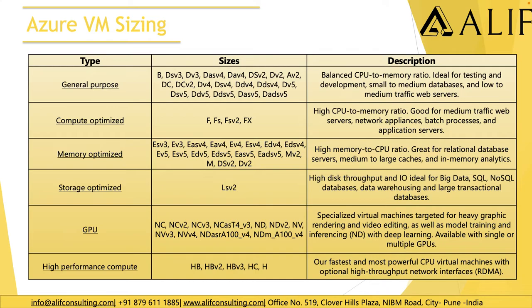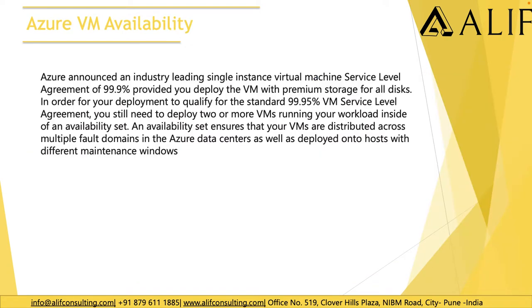And then for GPU you need to go with NC and NV. And then for high performance compute, you can go with the HB or HC or H series of the VM. So these series are predefined and their sizings are predefined. We can't go with any kind of random numbers for vCPUs and for the memory. All the sizes are predefined based on the workload which you need to run on the VM.